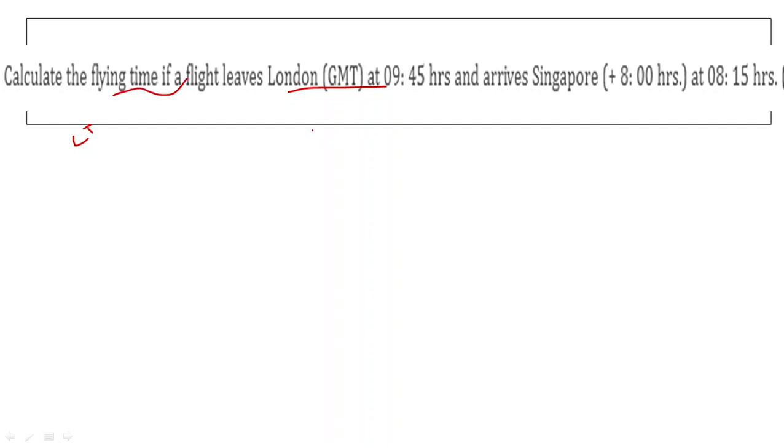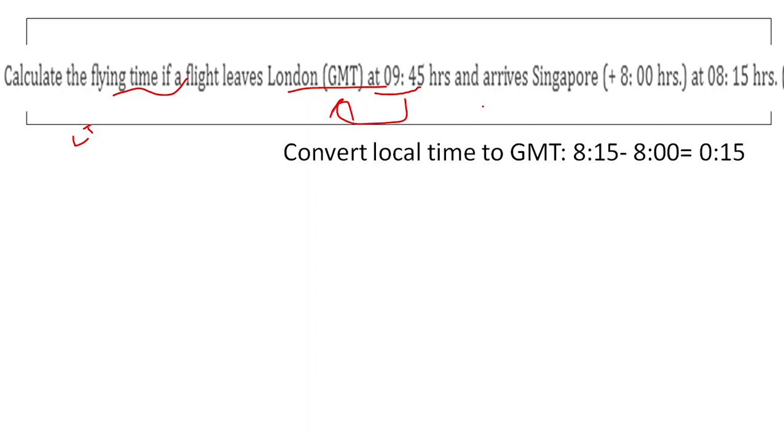For that, you just need to change the local time into GMT. And for that, you have to notice the time zone. Like for Singapore, it's +8. So just change the sign into minus and do the arithmetic operation with the local time. Now local time is given 8:15 and time zone is +8, so 8 has to be subtracted from the local time. That is how you convert local time to GMT.